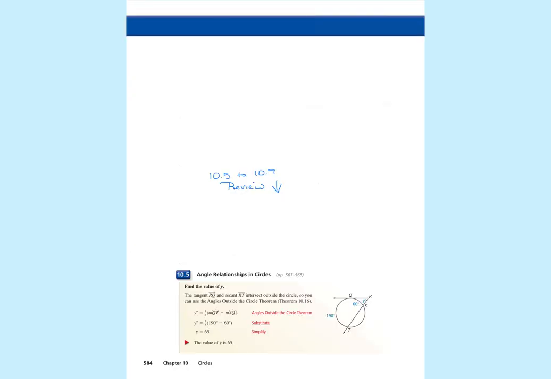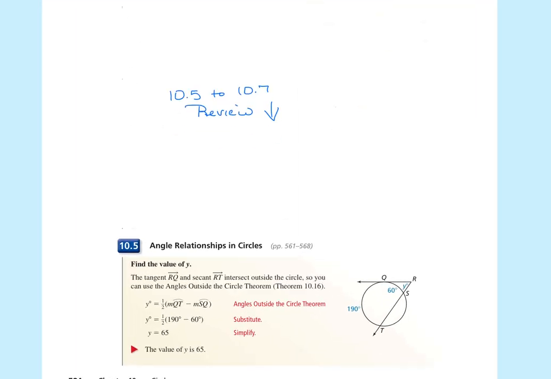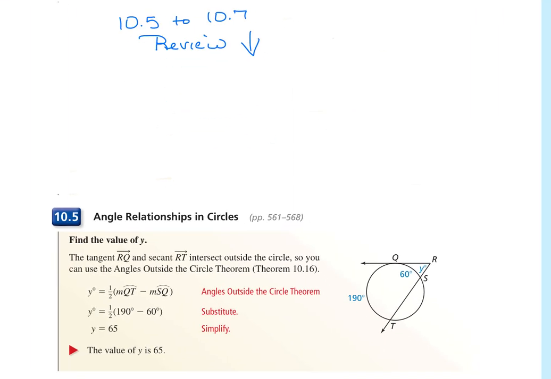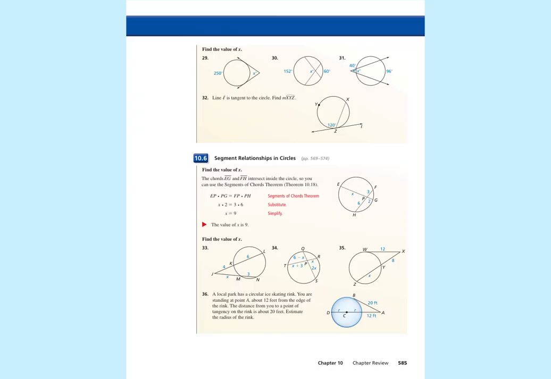So what's posted on Canvas, that hopefully you started, if not, you've got your work cut out for you tonight, is this review. It goes 10.5 at the start. Obviously, this is just the concept. And then the practice with 10.5, which is all those angles. Then 10.6, this is all the chords and secant segment, tangent segment, all that stuff.